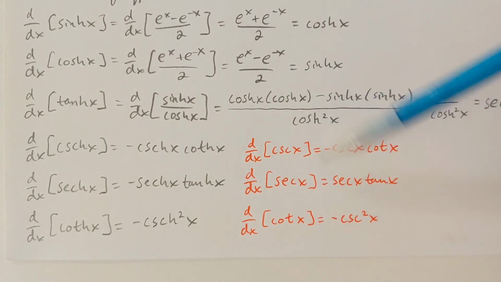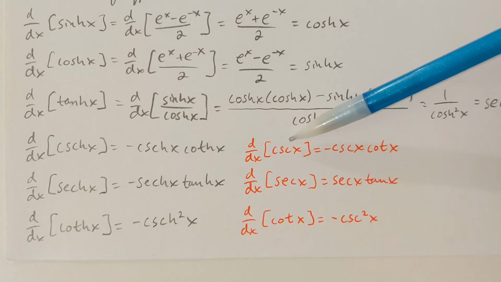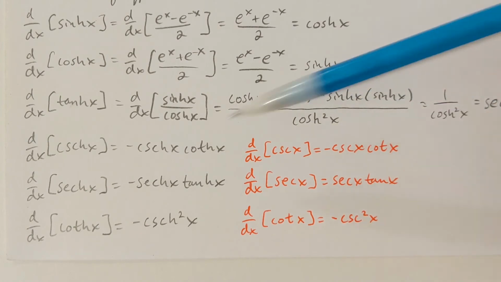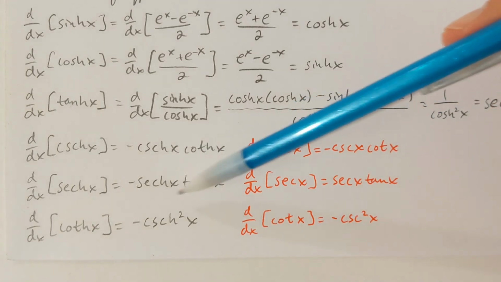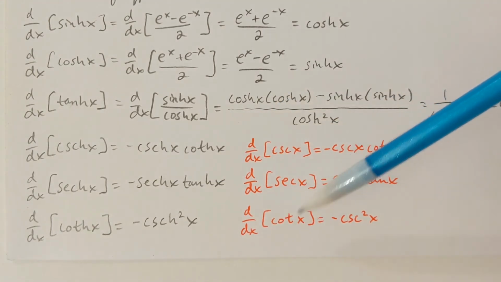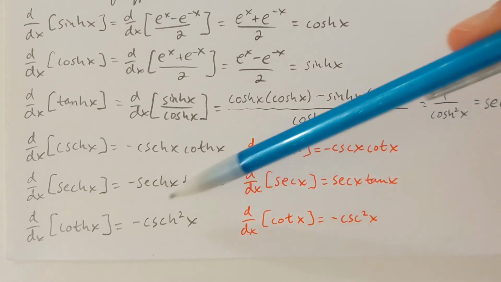And just to point out the similarities going on with the trig stuff, here's the derivative of cosecant x is negative cosecant x cotangent x. The derivative of secant x is secant x tangent x. There's a sign difference there, right? Derivative of cotangent x is negative cosecant squared x.